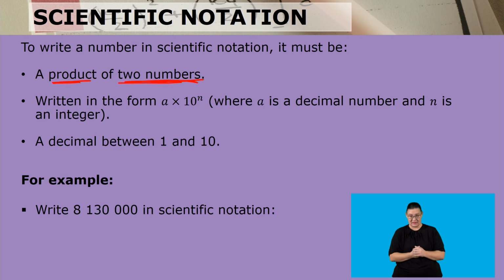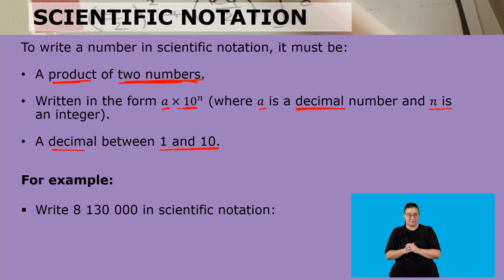Then secondly, it needs to be written in the form a multiplied by 10 exponent n, where a is a decimal. Remember we said that it is a product of a decimal and a power of 10, where n is an integer, and as we can see, n is an exponent to the 10. So remember we said scientific notation is a decimal that is multiplied by a power of 10. Then thirdly, we need to make sure that the decimal is between 1 and 10. So the decimal needs to be between 1 and 10.